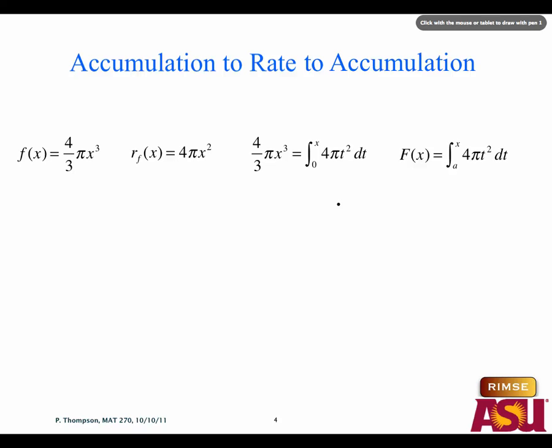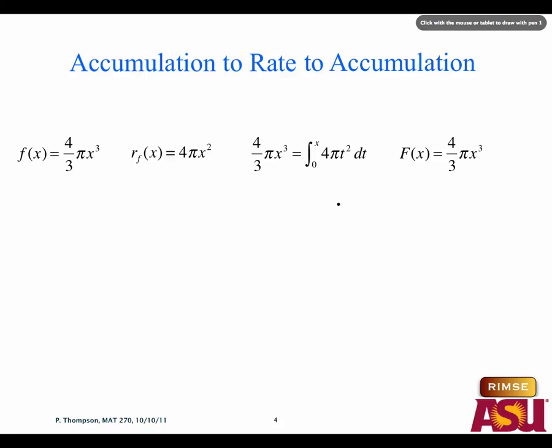So if we started with this question before, we had to put this here in a graphing calculator and graph it for us or calculate values. But now we have a closed form of that integral. And it's this accumulation, 4/3 pi x cubed. So every time you get a closed form rate function from an accumulation function, you just learned two things. You also just got a closed form accumulation function from a rate function.